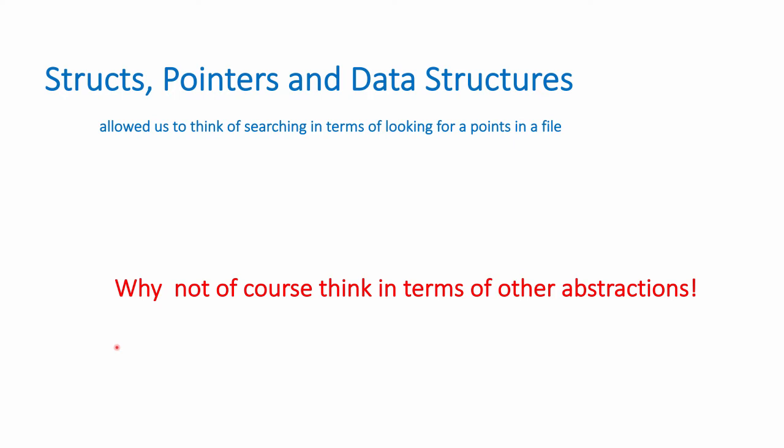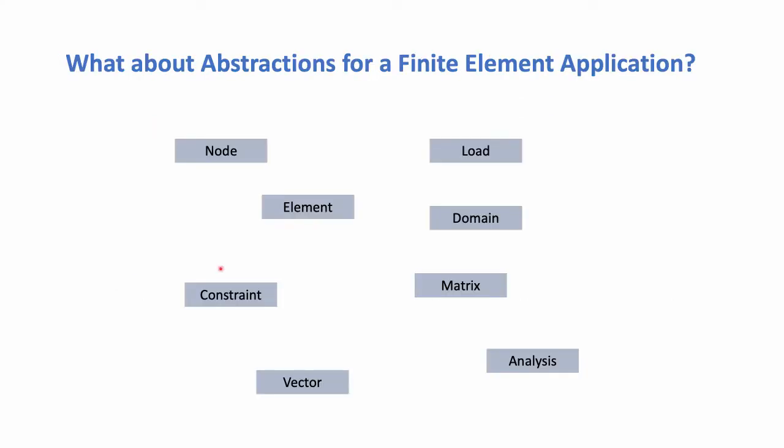So I've got this idea of abstractions. We're all civil engineers, so let's think about abstractions for a finite element application. Say you're tasked with coming up with a finite element application that you've decided you're going to write in C. What are the abstractions you're going to need? We saw points, so let's come up with abstractions for a finite element application. I would put it to you, we'd have some nodes, elements, constraints. We're going to have some idea of vectors, matrices, loads.